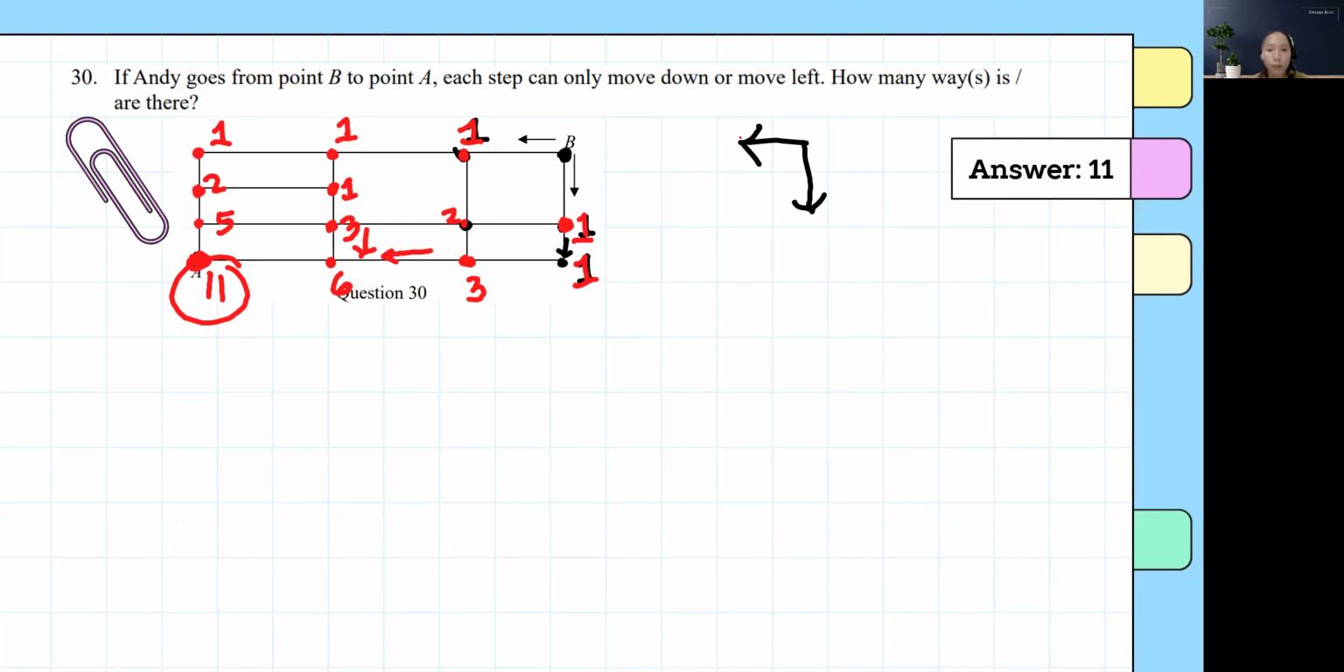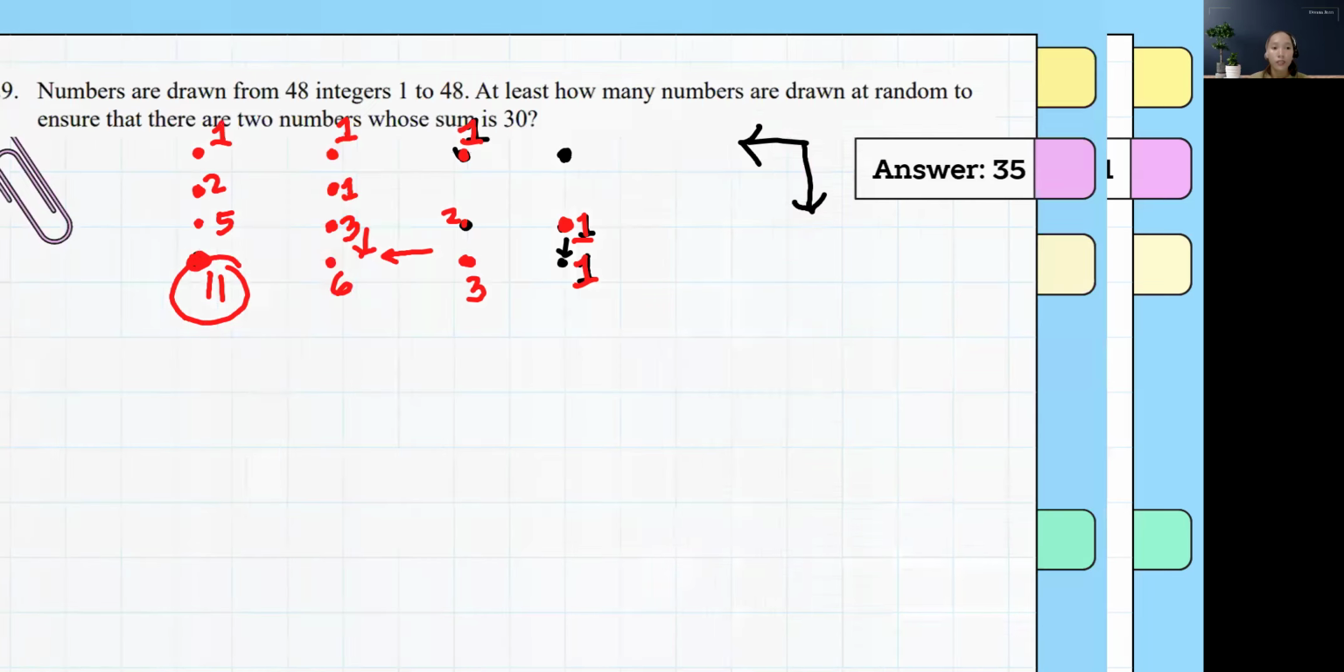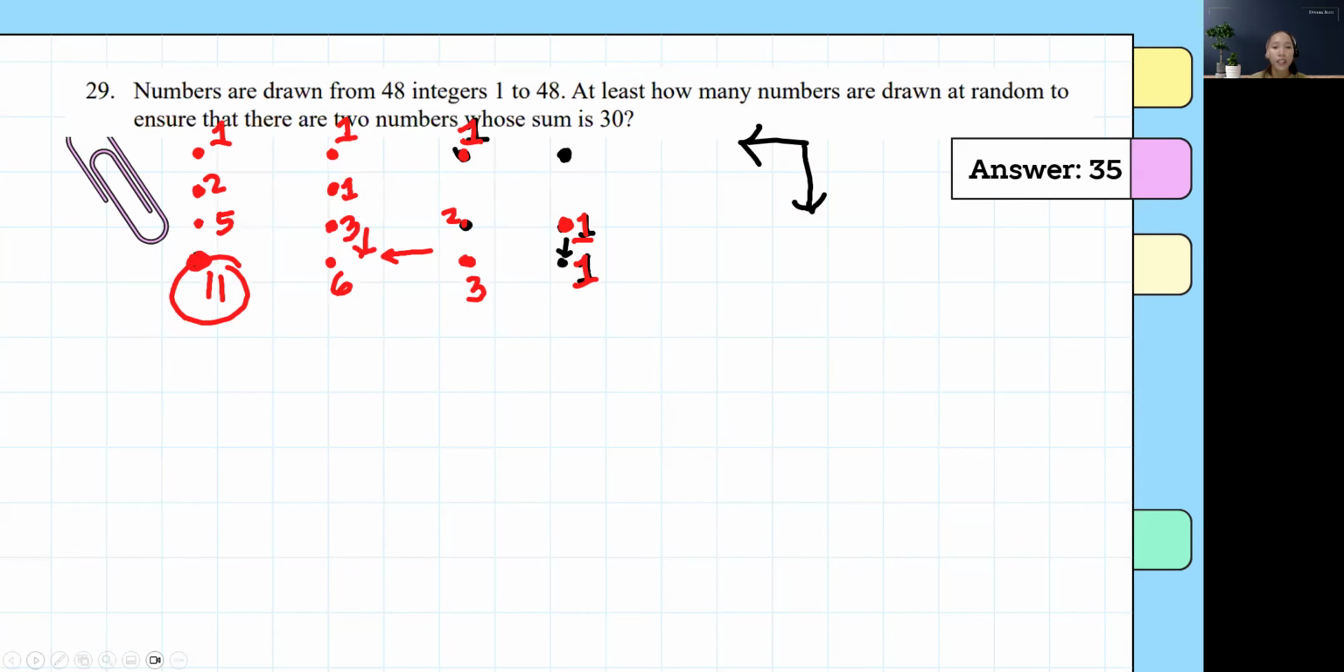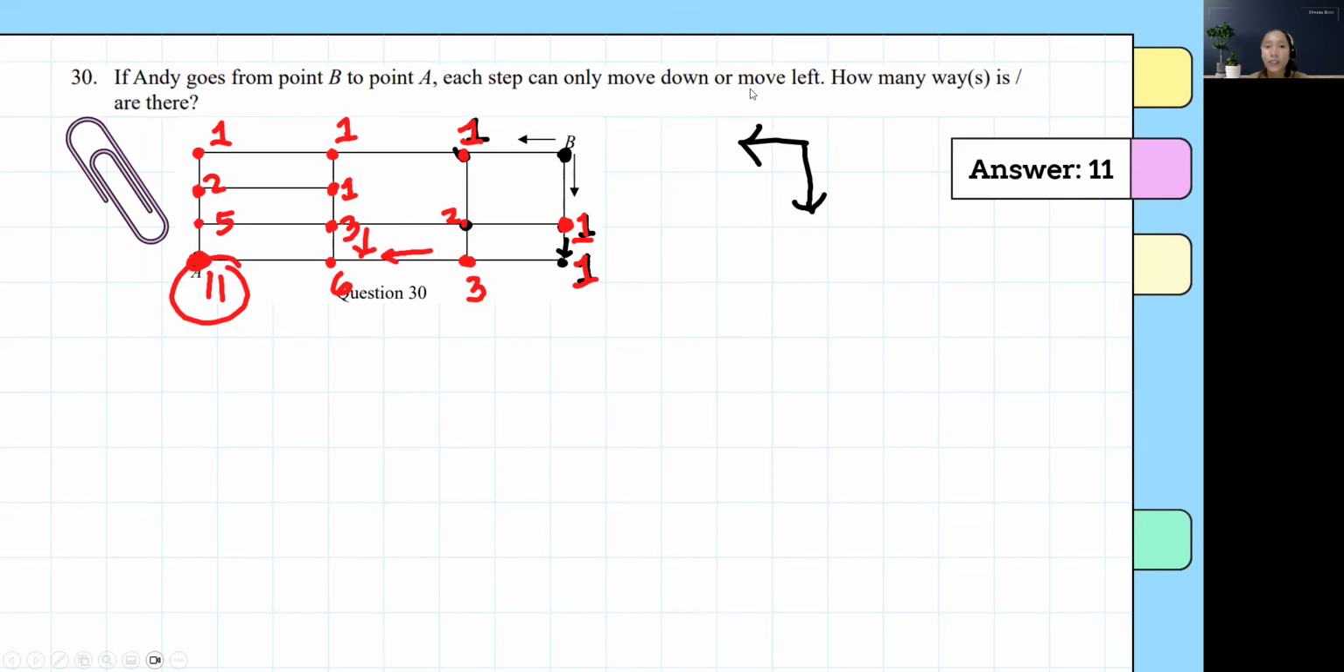Question in the chat box, please. Number 29 is 35. Answer is 35.